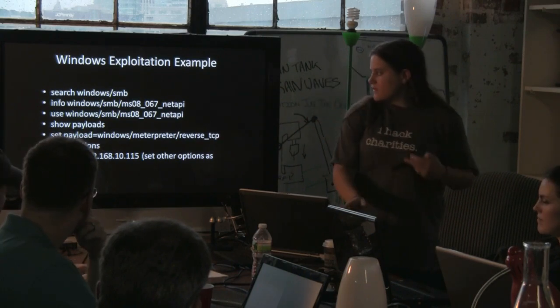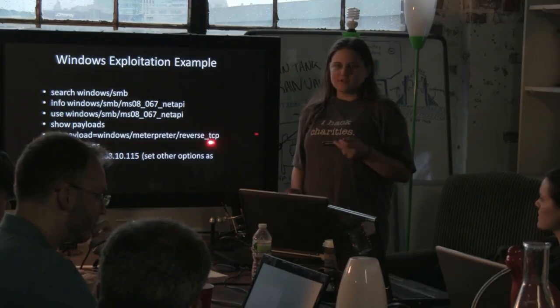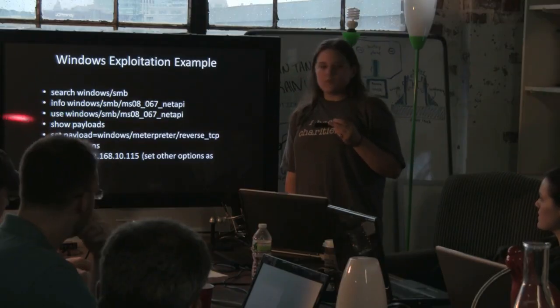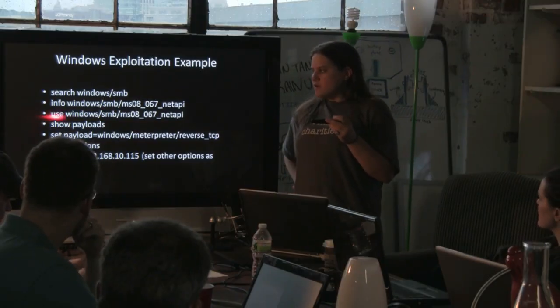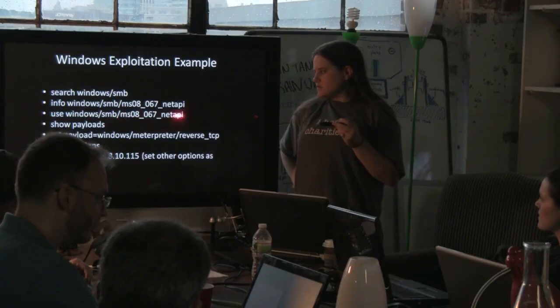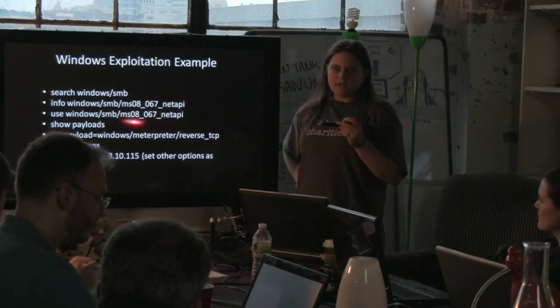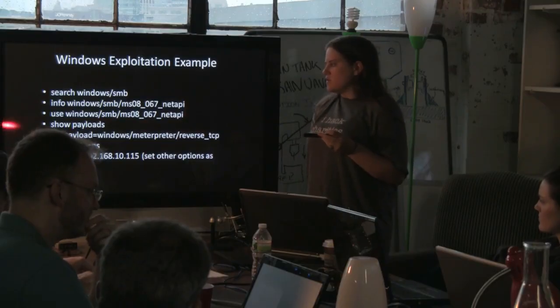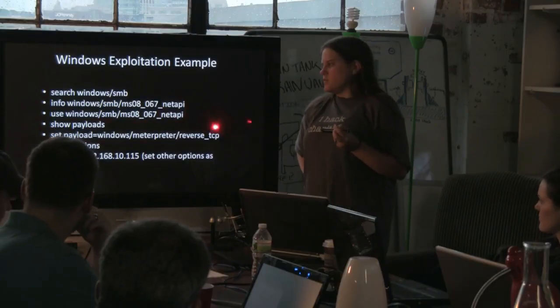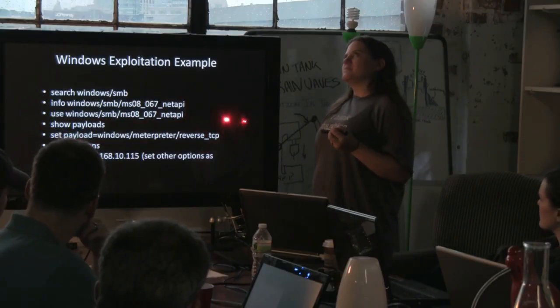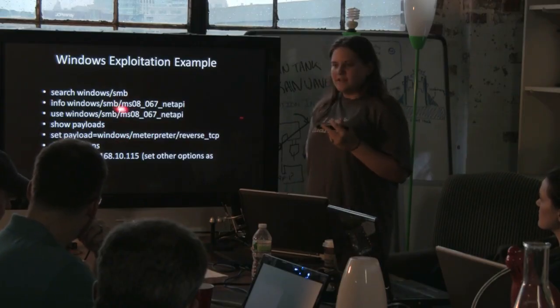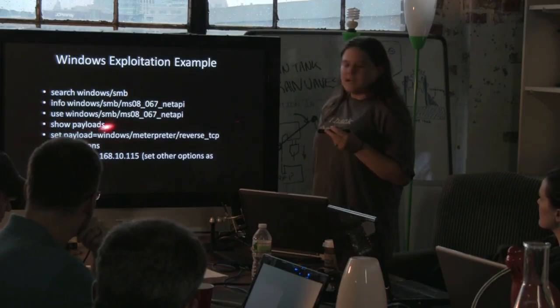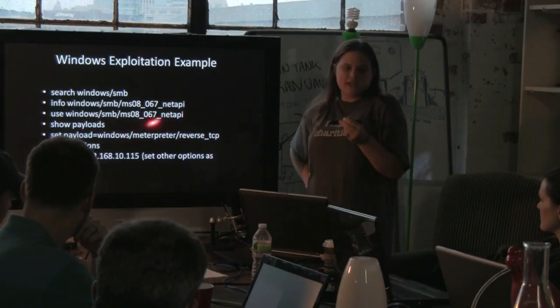So we just say info on it to make sure it's the one we want. That'll show us information about it. And then we decide we like it, that's the one we want, so we just say use that module. Show payloads, that'll show our available payloads based on how much space it has and what it's compatible with. There's a bunch of payloads in Metasploit, probably at least 100, and not all of them will be available all the time. So it'll show you a list of everything we can choose.